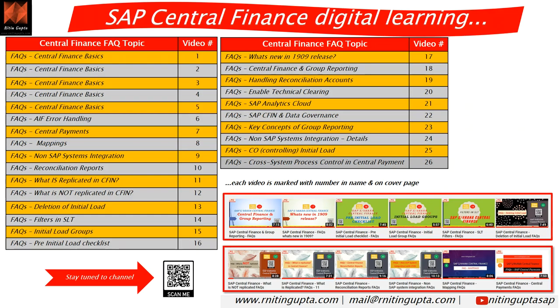So this was a very latest and brand new topic I picked up today: cross system process control, CSPC, very important. Very few customers must have implemented it because it's recently introduced, but it's still important to understand. It is one of the process-related items. It builds a control in the system from a process and compliance perspective. It is important. In our series, we are now at video number 26.